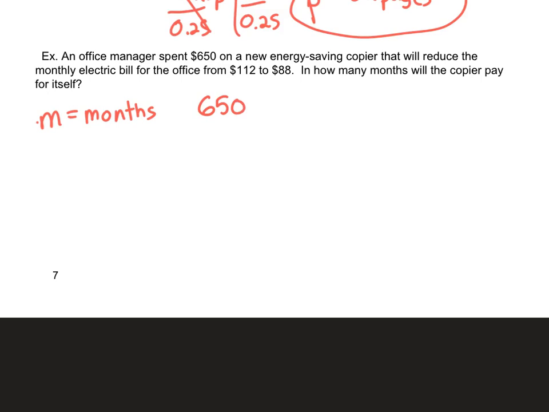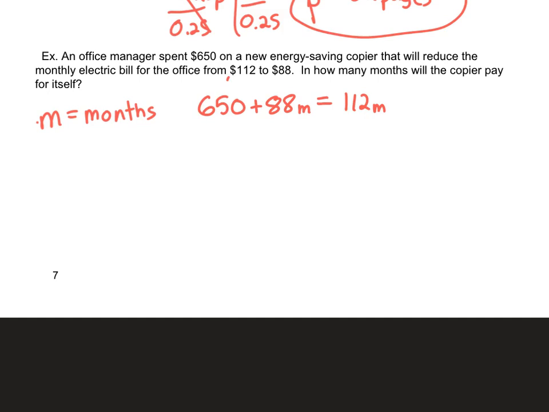So the cost of that copier in total for us is going to be the $650 for the initial cost plus $88 a month as a recurring cost. Okay, so it's cheaper each month. And we're comparing that, setting it equal to, comparing it to the old copier, which cost us $112 per month. So the initial cost is great, but then eventually this copier is going to be cheaper. We're going to figure out how long it takes for that copier to become cheaper.